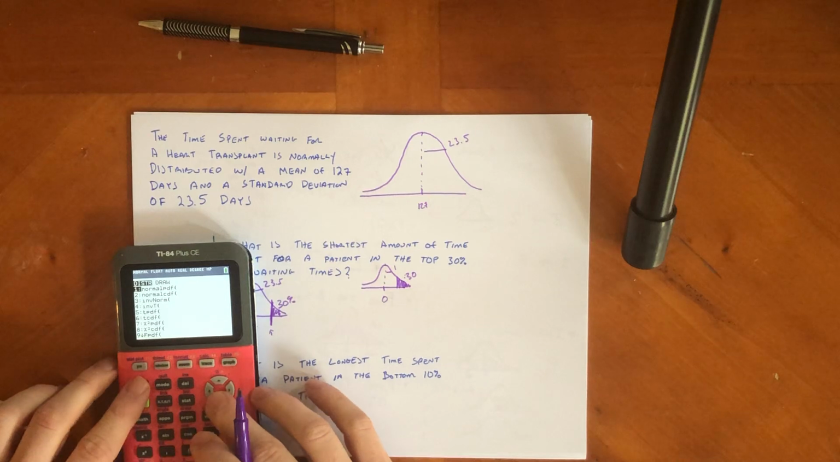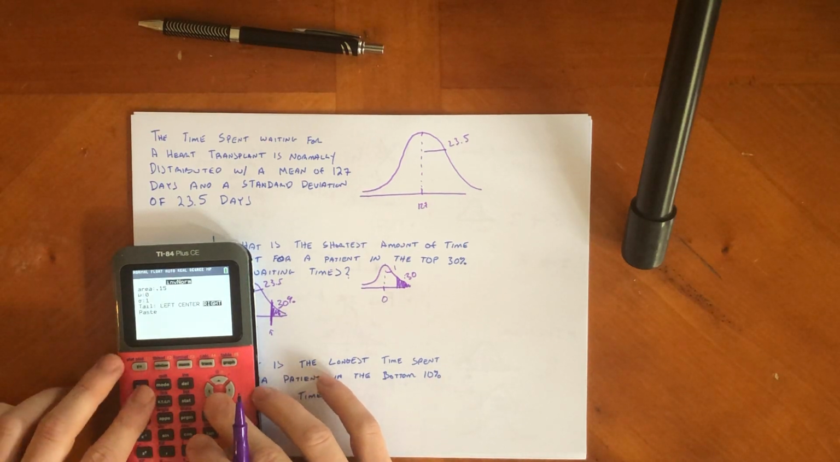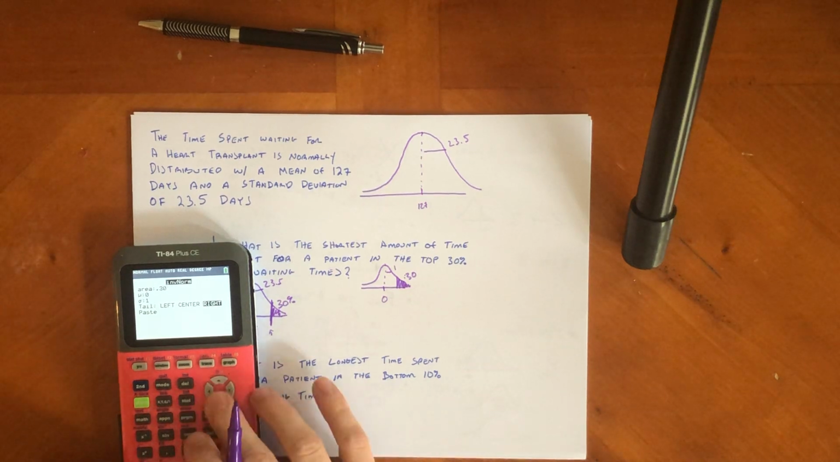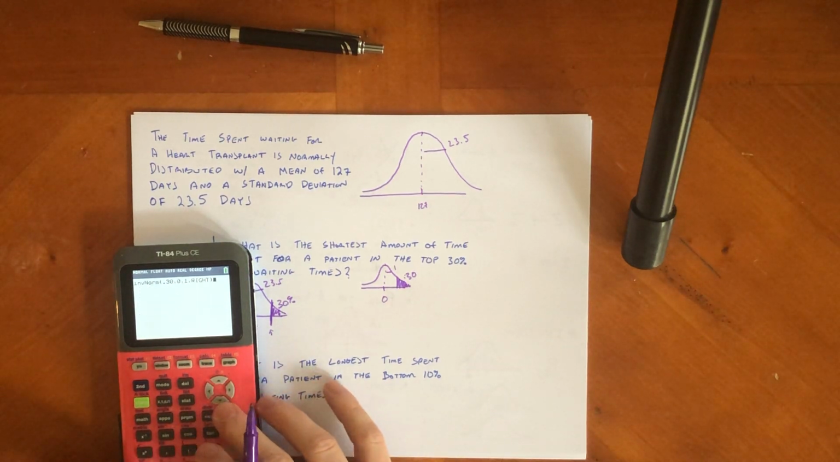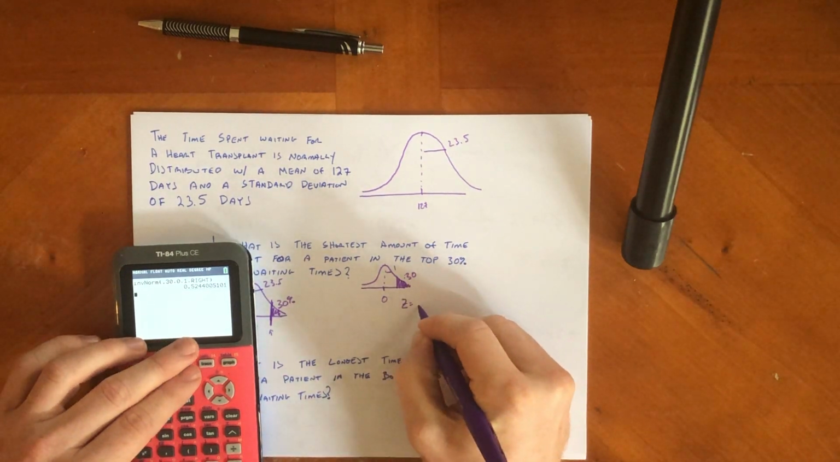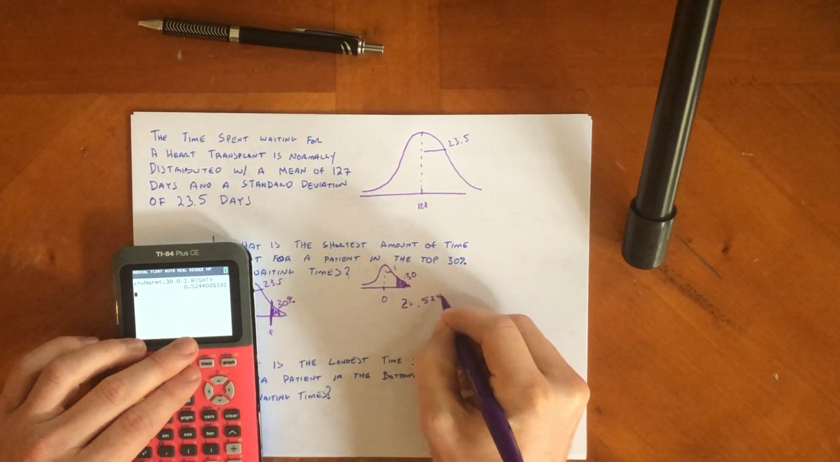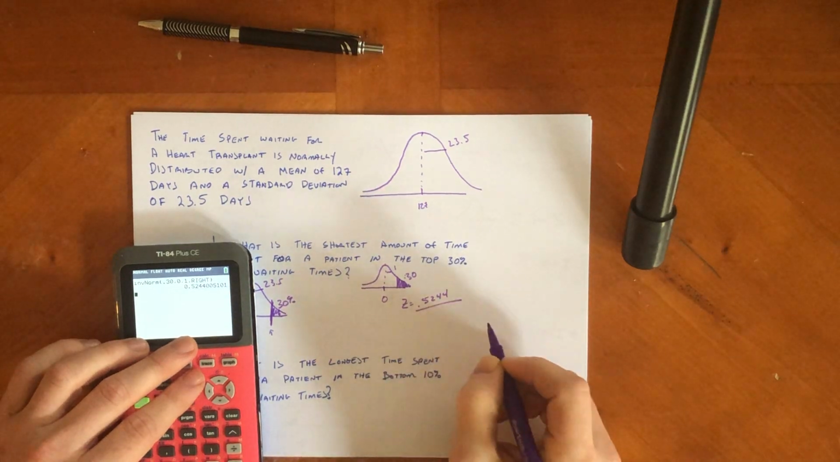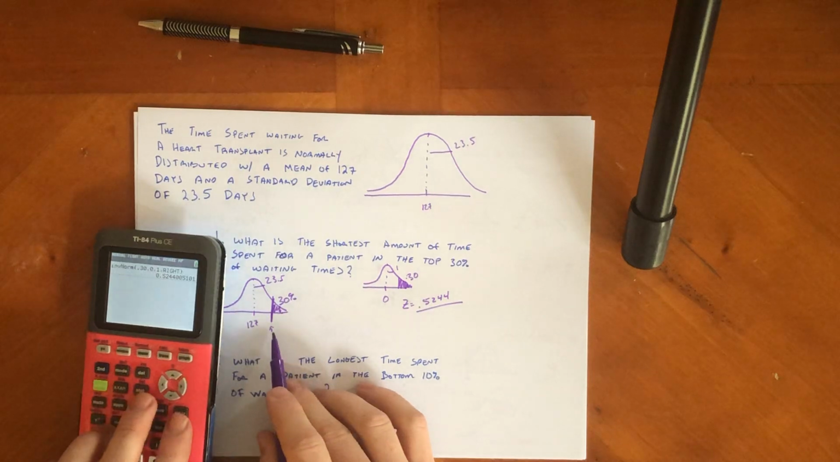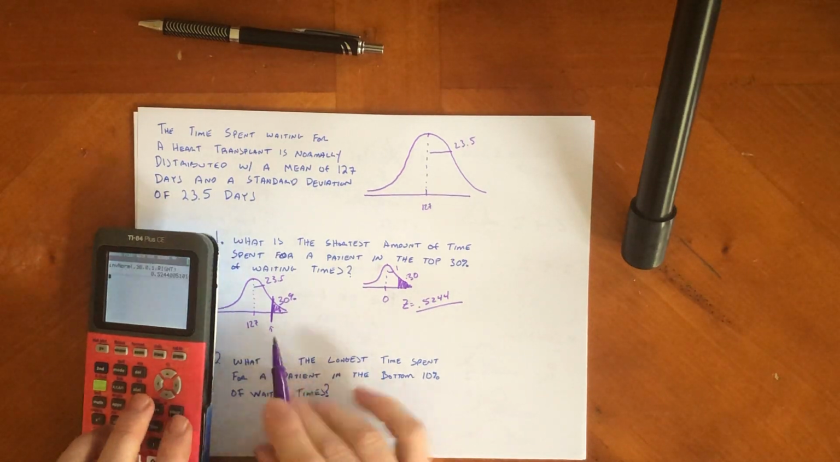Go second distribution, invert norm, because we want to find, we're going from area back to z-score. We want to find the top 30%. Paste, enter, so we get z to be equal to 0.5244. So we have a z-score now, we have a mean, and we have a standard deviation. We can work backwards to find out what goes here.